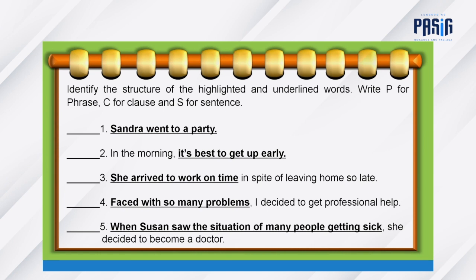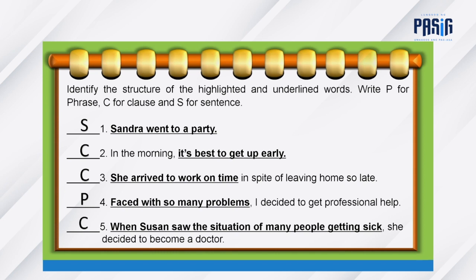Here are the answers for the guided practice. Were you able to get the correct answers? That's splendid! In number 1, Sandra is the subject, went is a simple predicate. Therefore, if there is a subject and predicate, this is an example of a sentence. In number 2, it's best to get up early is an example of an independent clause. It can stand alone and has a complete thought or idea, even if you remove the phrase in the morning.